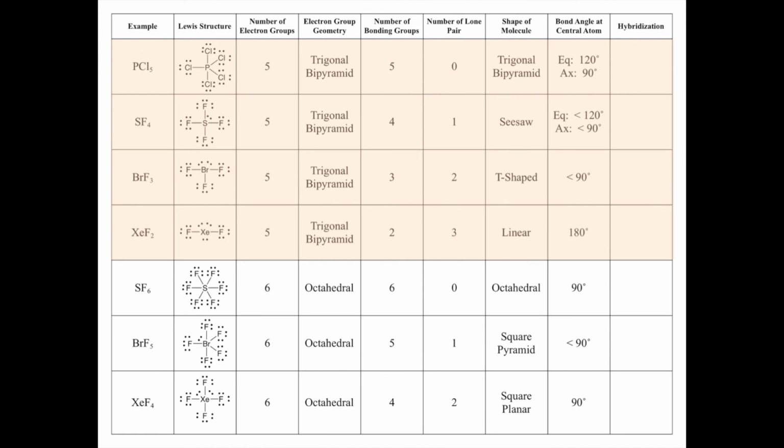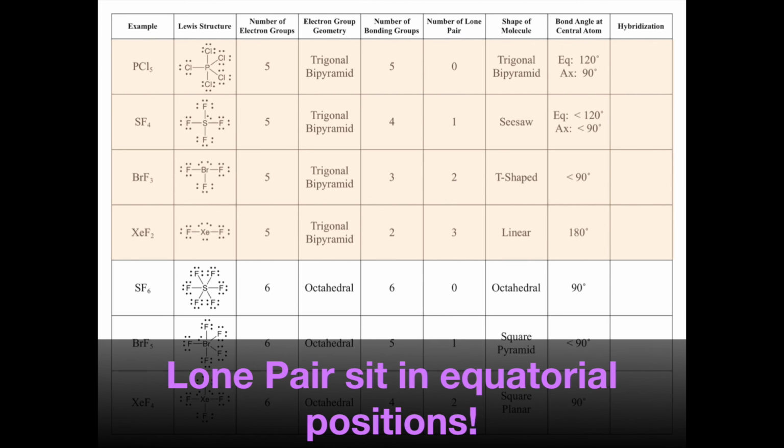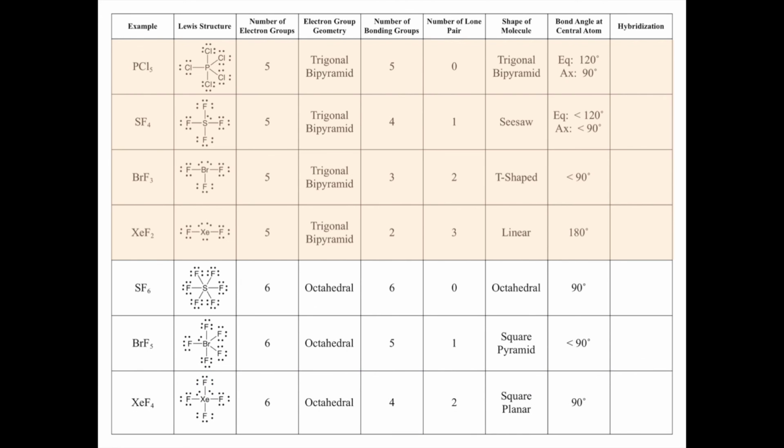In the case of bromine trifluoride, we have 5 electron groups around the central atom. 3 of the groups are bonding groups, 2 of the groups are lone pairs. What we know about our trigonal bipyramid electron group geometry is that the lone pairs are going to be sitting in the equatorial positions such that they have more space. So if I ignore the 2 equatorial positions and I focus on the 2 axial positions and the 3rd equatorial position, I end up with a molecular geometry that I identify as T-shaped.